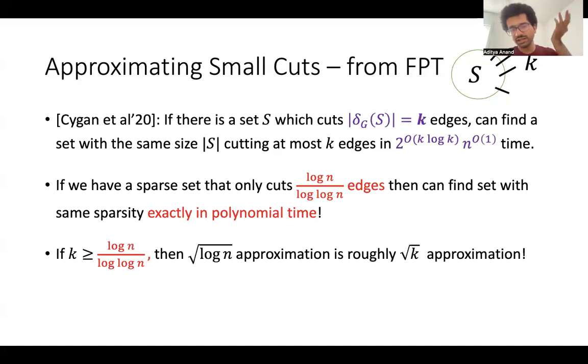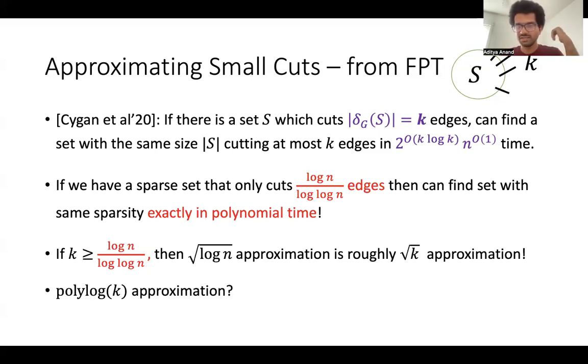And if k is actually bigger than log n over log log n, then square root log n is actually at most square root k, roughly. So already we obtain a roughly square root k approximation just by using an FPT algorithm. But there is no reason to believe that this is actually optimal. So can we get a polylog k approximation? That's yet another motivation for our question.